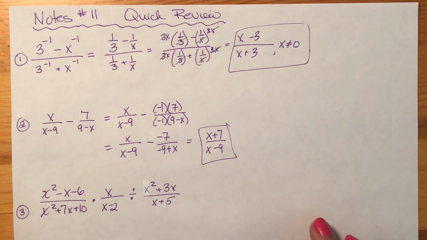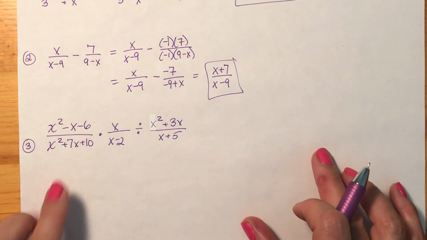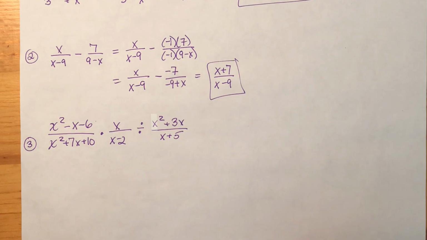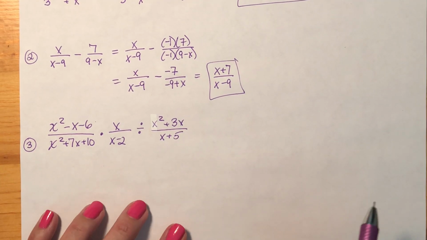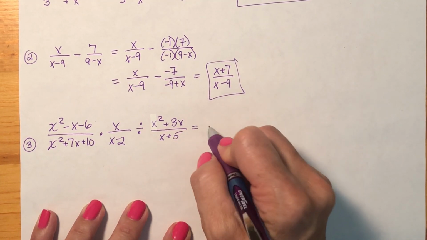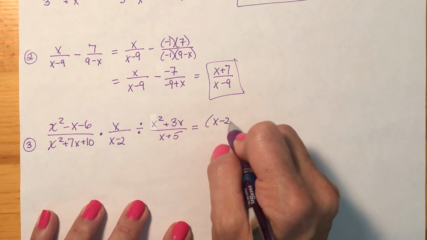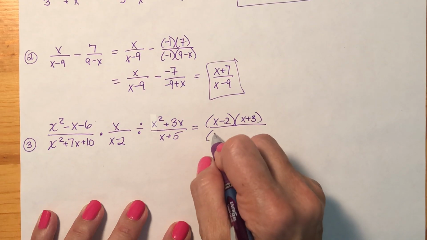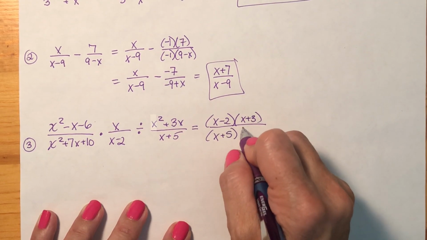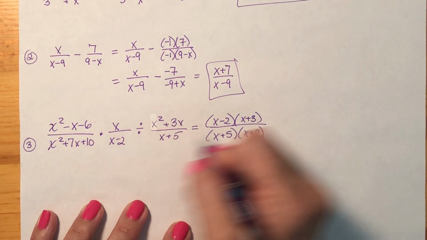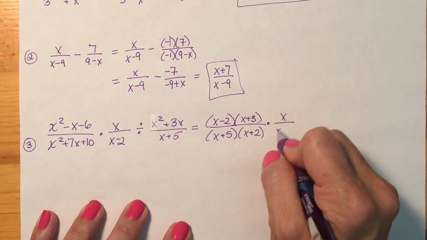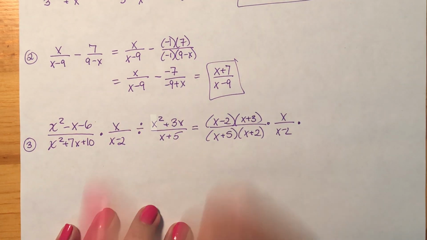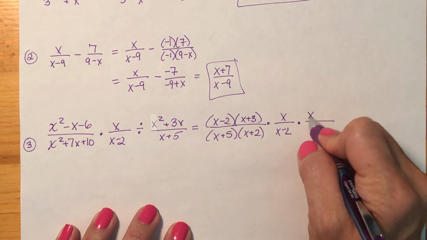All right, good one. Third problem, final one for this set. I've got fraction times another fraction divided by a third fraction. Notice I'm going to have to do a lot of factoring here. All right, so go through your factoring steps. Hopefully you did that. So you'd factor this first one, which would be x minus 2 times x plus 3. Denominator over here would be x plus 5 times x plus 2. Second term, this would be x and just x minus 2. Dividing by a fraction is the same thing as multiplying by a reciprocal, so I'll turn it upside down. And this would be x plus 5.